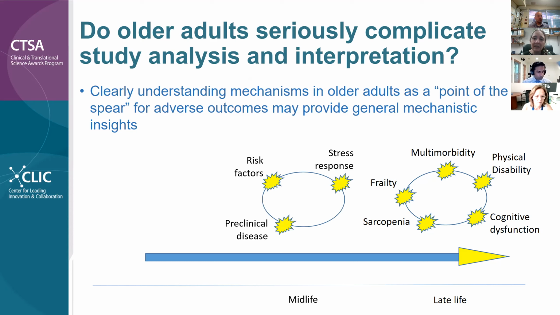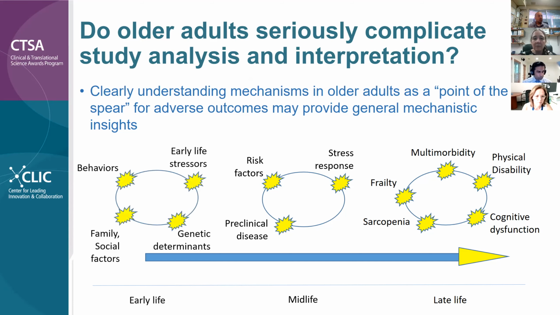And so the idea here is that what if we were to take these outcomes in late life and follow them backwards to identify what the midlife risk factors or preclinical states or alterations in stress response may have been. This can provide us with clues to general mechanism that we then might be able to track even farther back in life to early life behaviors or stressors or family factors or even genetic determinants.